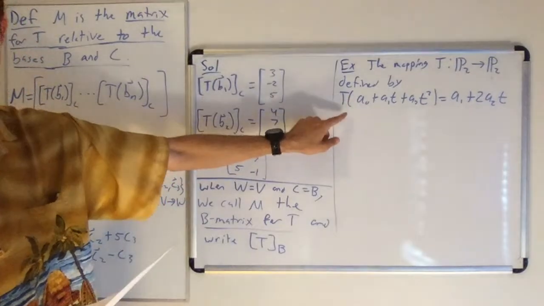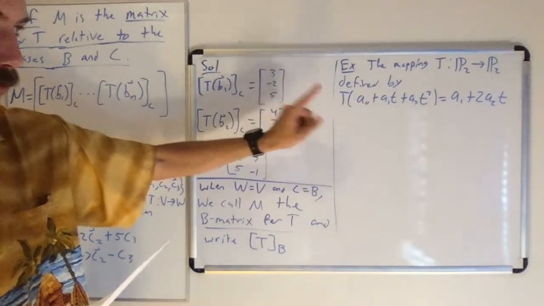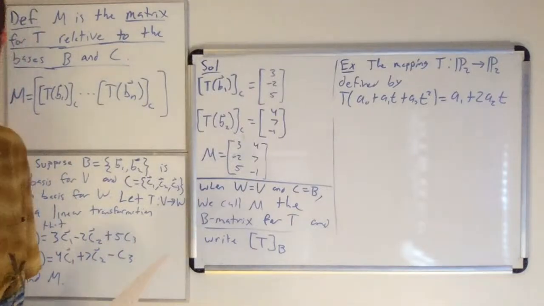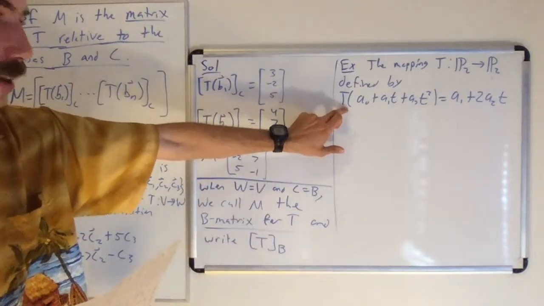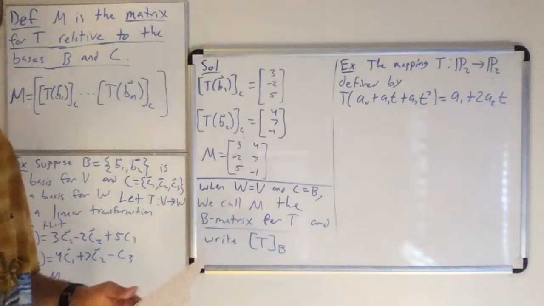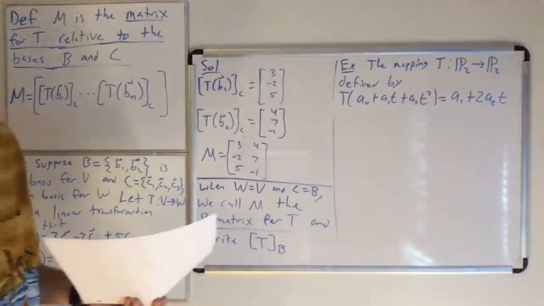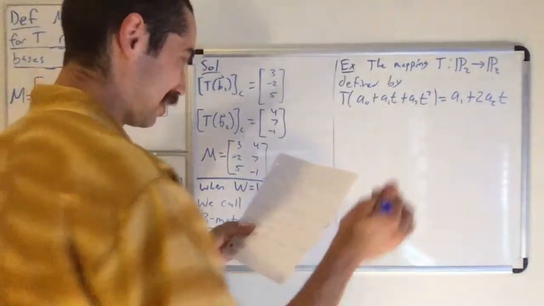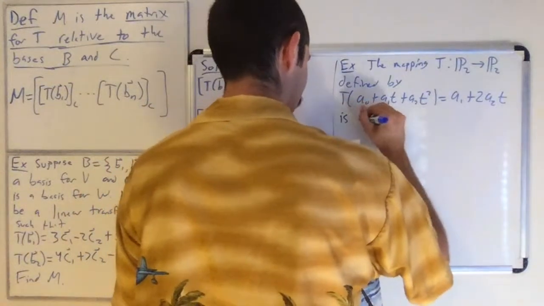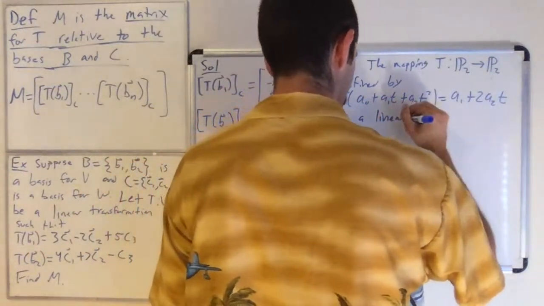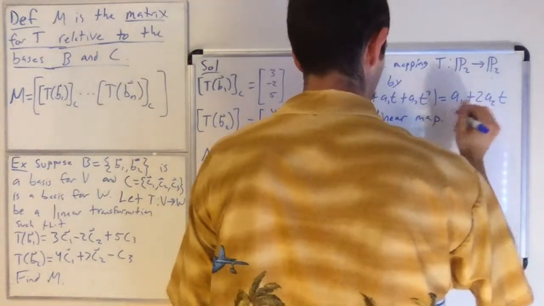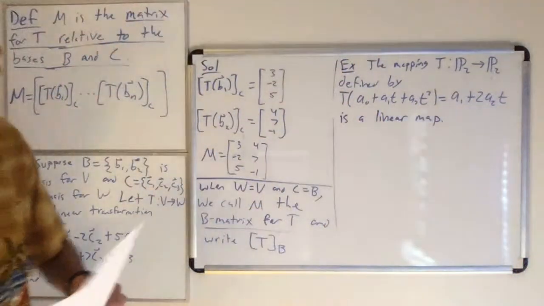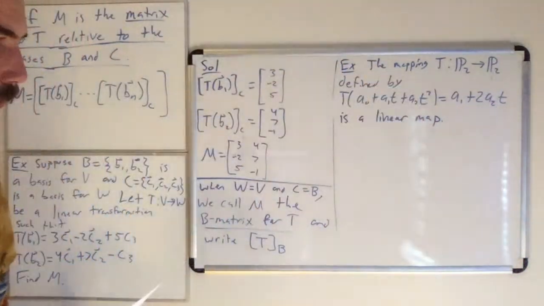This map has a name, and I guarantee you've seen this map before. So does anybody know what this map is that we're dealing with here? It's not something from this class, but it's something you've seen in a different math class. So we have some map that takes a polynomial and sends it to a different polynomial.